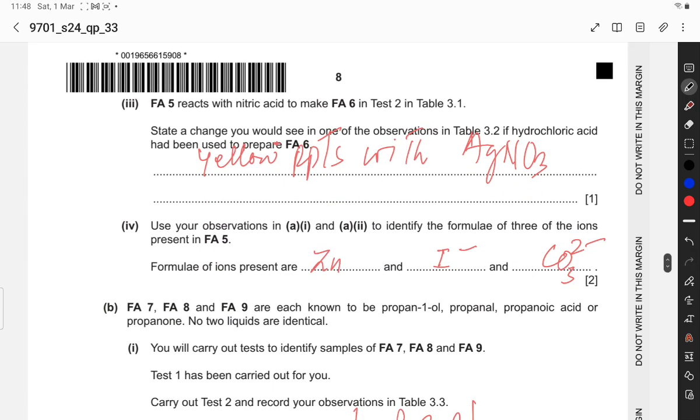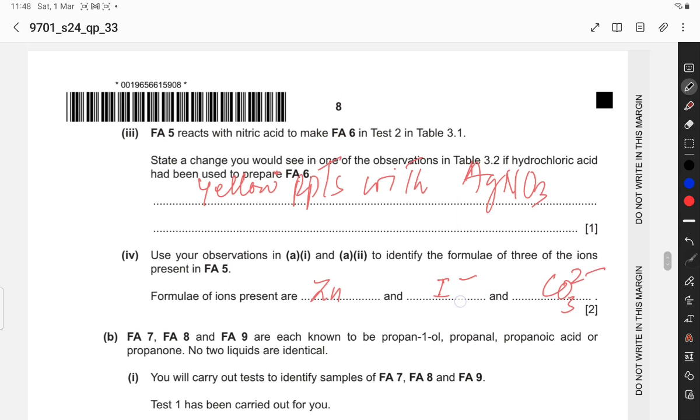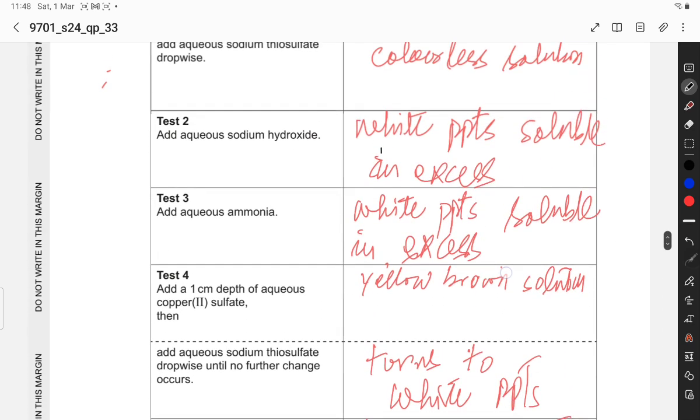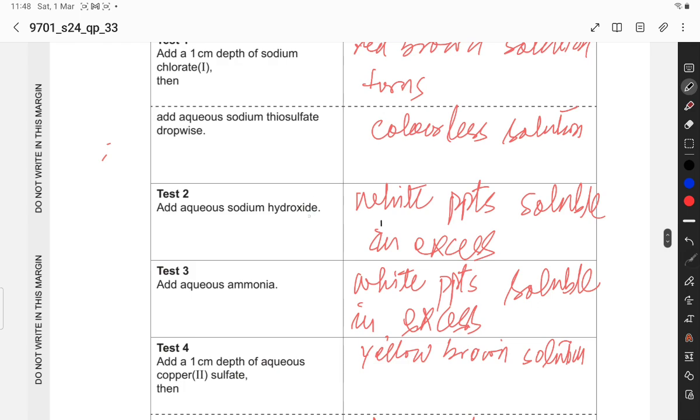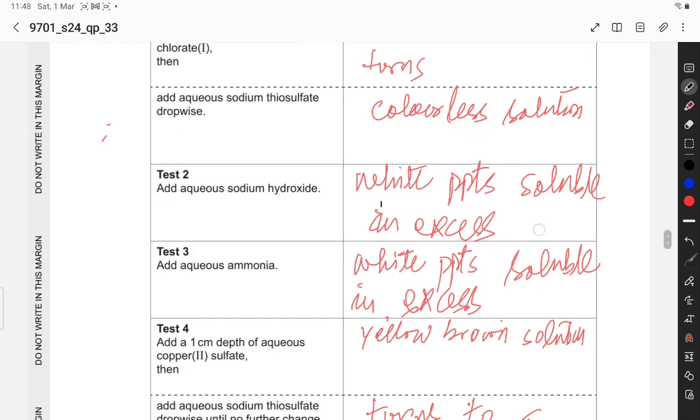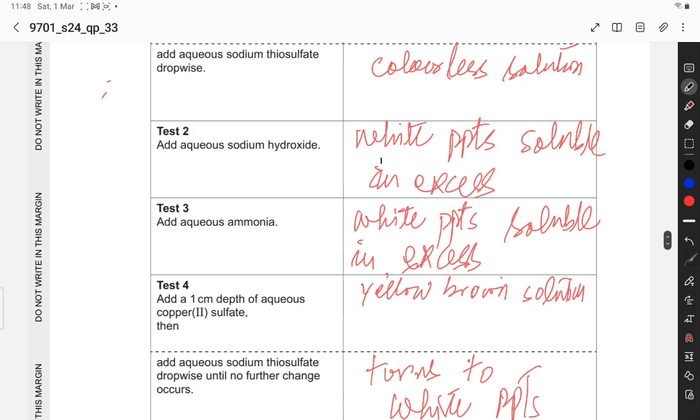Fa5 reacts with nitric acid to make Fa6 in test 2 in table 3.1. State a change you would see in one of the observations in table 3.2 if hydrochloric acid had been used to prepare it. So, a yellow precipitate with silver nitrate. Use your observations in A1 and A2: we have seen that the white precipitate dissolves in excess sodium hydroxide as well as in aqueous ammonia.